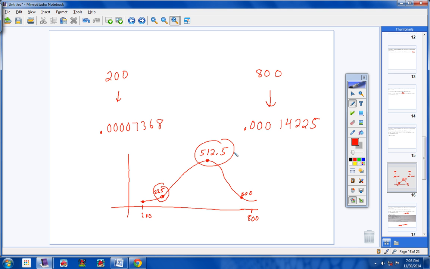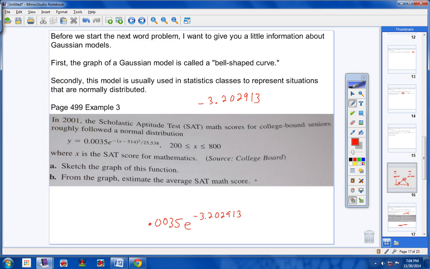That's all I would really want you to do on a problem like this, okay? So not too bad. The main thing we practiced here was plugging in or substituting numbers into a Gaussian model type of equation, and then interpreting those results, okay?